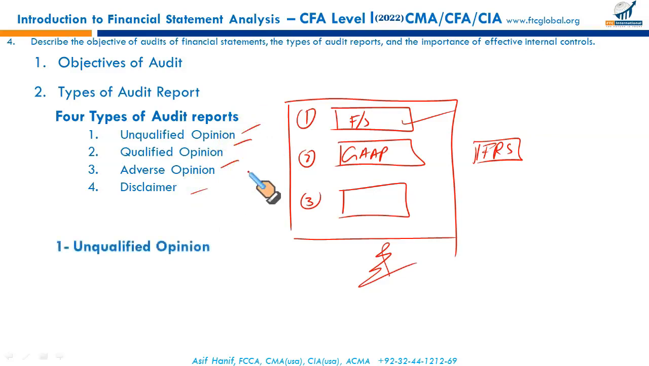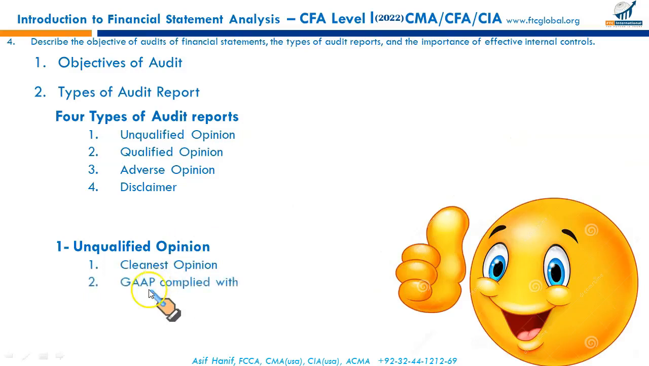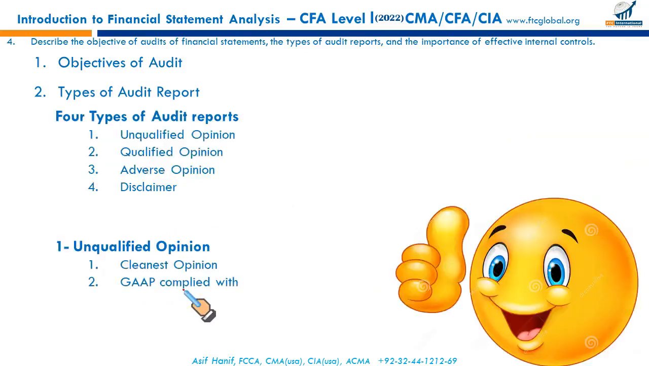First is the unqualified opinion. Unqualified, sometimes also called the cleanest opinion or unmodified opinion. This is the opinion given when the financial statements are prepared in compliance with the US GAAP and the financial statements are giving a true and fair view. This is the cleanest report ever out of these 4. This is the report that I, as a shareholder, as a banker, as a creditor, will rely on. This cleanest report on the financial statements will give me more comfort that the numbers on the financial statements are credible.